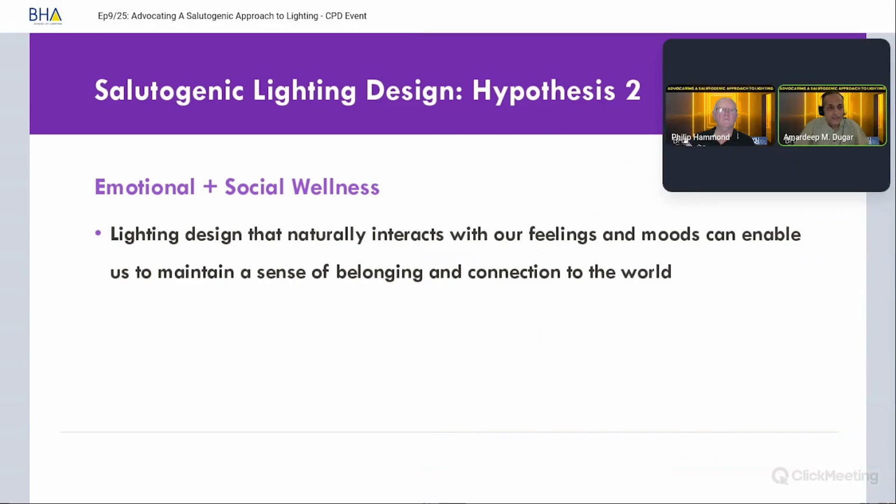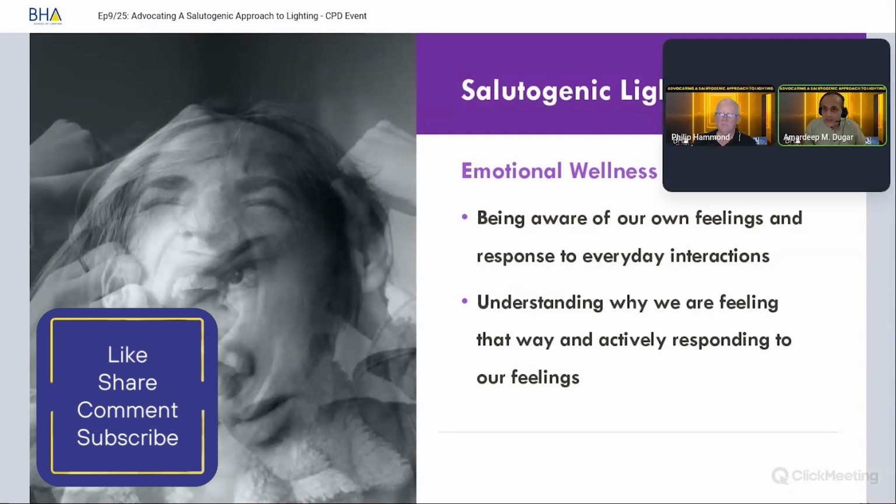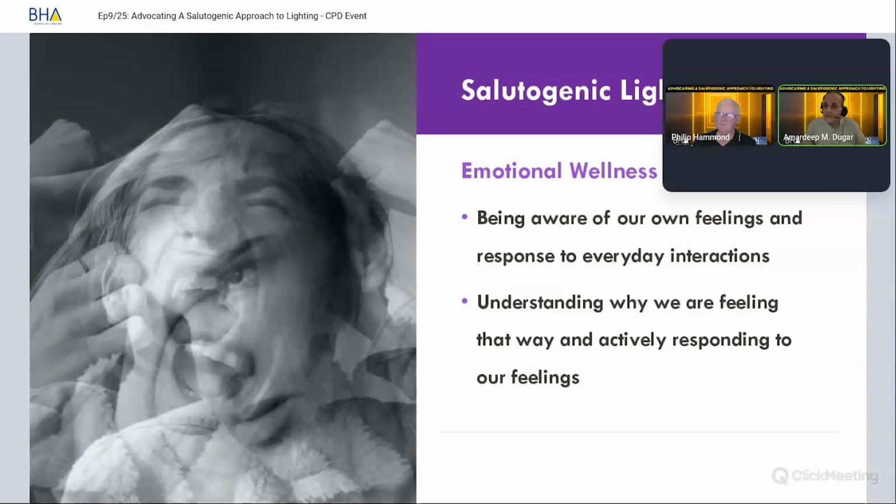Now, the second hypothesis is about emotional and social wellness. Lighting design that naturally interacts with our feelings and moods can enable us to maintain a sense of belonging and connection to the world. That's what I am hypothesizing here. Now, let's look at emotional wellness. Emotional wellness is all about being aware of our own feelings and our own responses to everyday interaction. If somebody gets angry too fast or gets depressed, more often than not they themselves don't know why they're getting angry or why they're getting so sad.